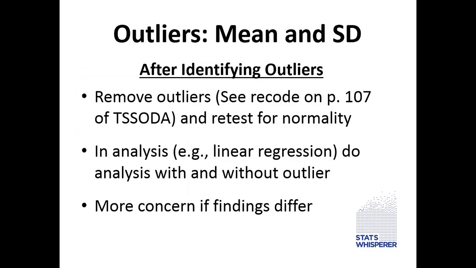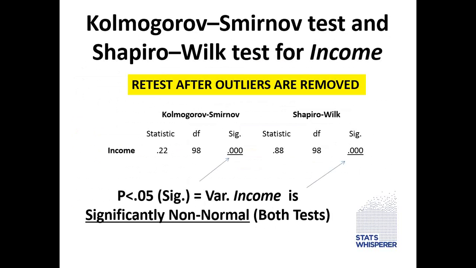But if there's no significant difference, like if the findings are the same regarding statistical significance, then you could use the untransformed version, with the outliers, and state that the test is acting robust, right? So even though there are outliers, the test is robust, and they're not having an undue influence on the findings. Again, that's right at around page 107 in the book. All that's repeated. So then we retest after the outliers are removed.